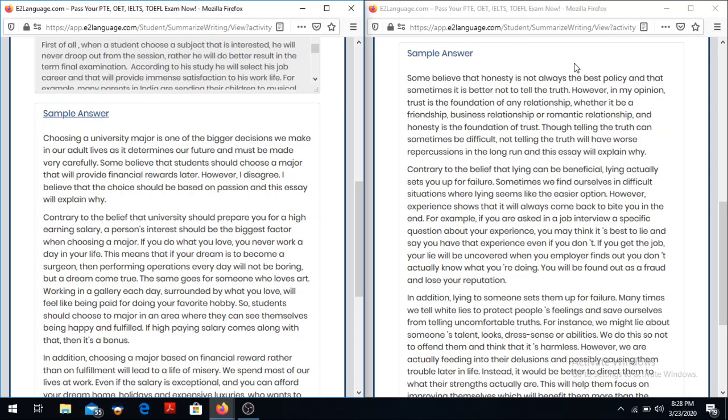If you get the job, your lie will be uncovered when your employer finds out you don't actually know what you are doing. You will be found out as a fraud and lose your reputation. So that is body paragraph 1. Now let's go to body paragraph 2.